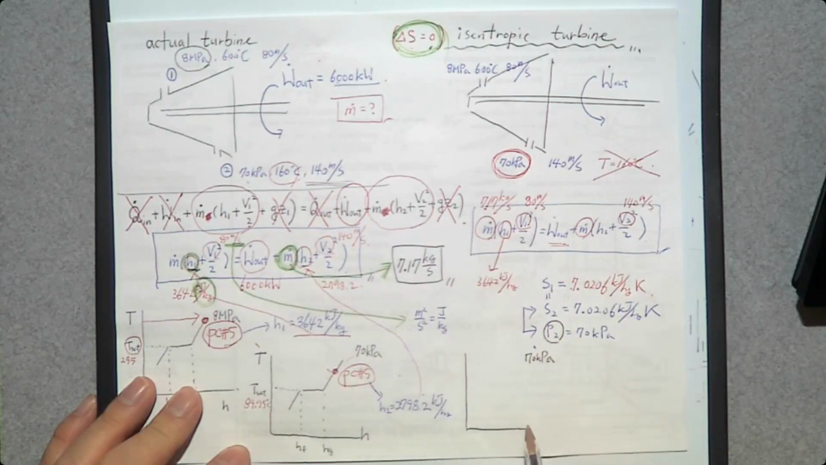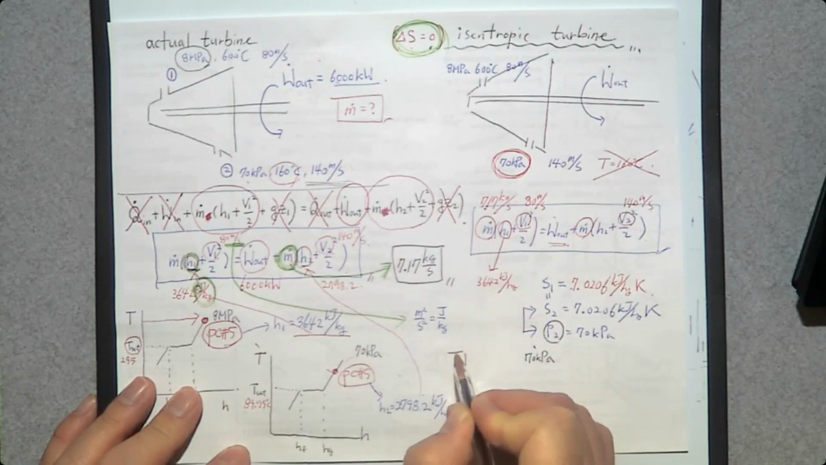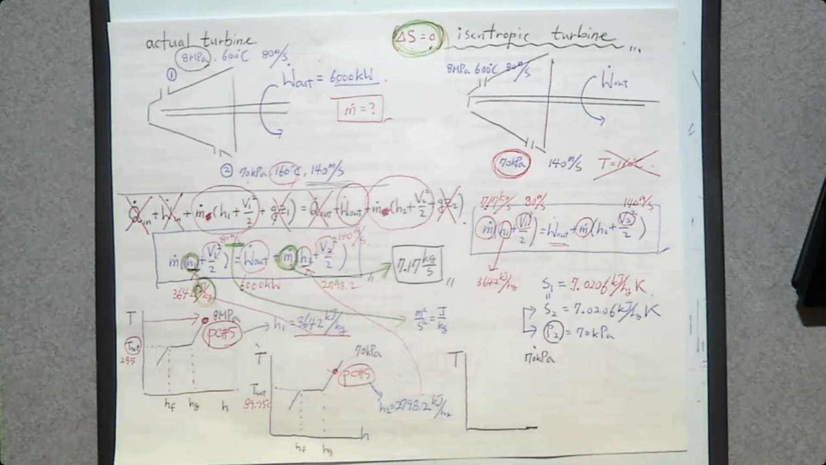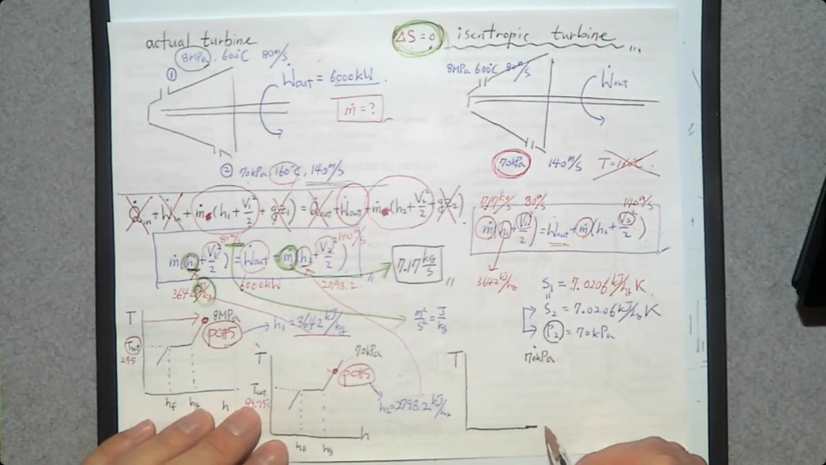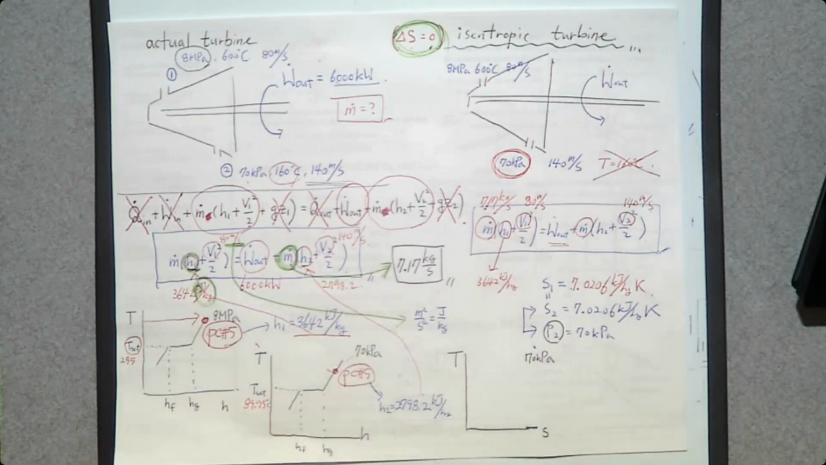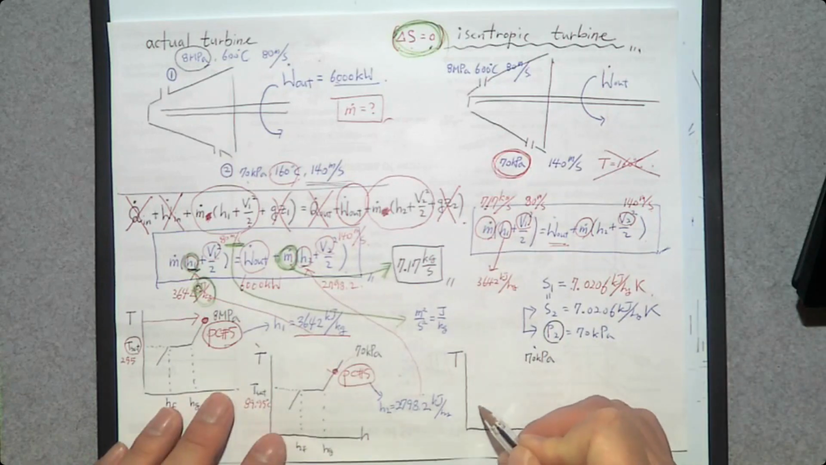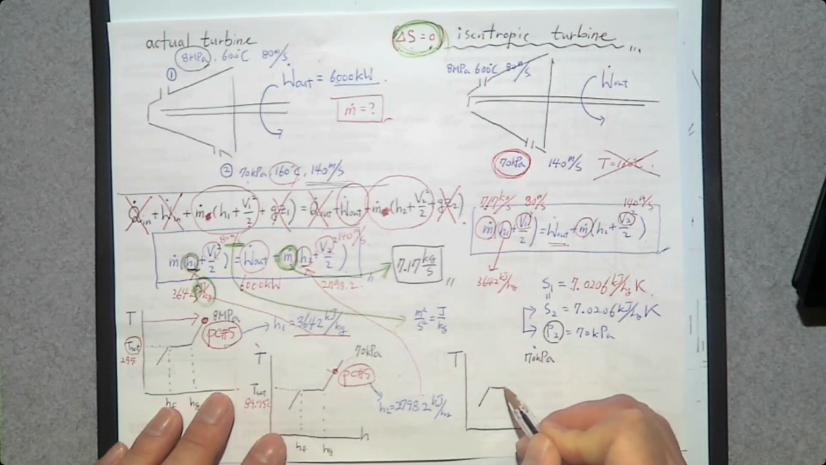What property diagram are we going to make? TH, not anymore. This time we know entropy S, so we are going to make a TS diagram. Oh, a TS diagram looks new. Is there any difference between TS and TH? Not really. They look very similar. So the TS diagram looks like this.